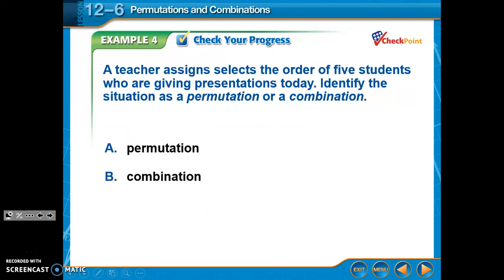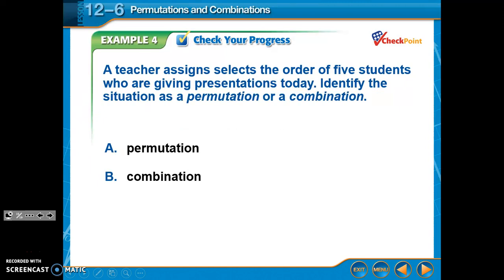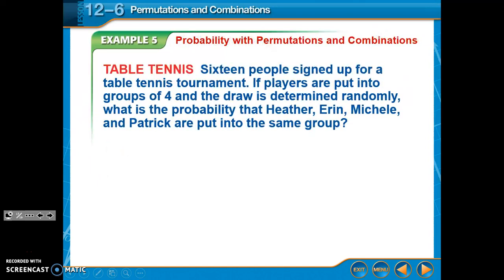You guys determine permutation or combination for this one.